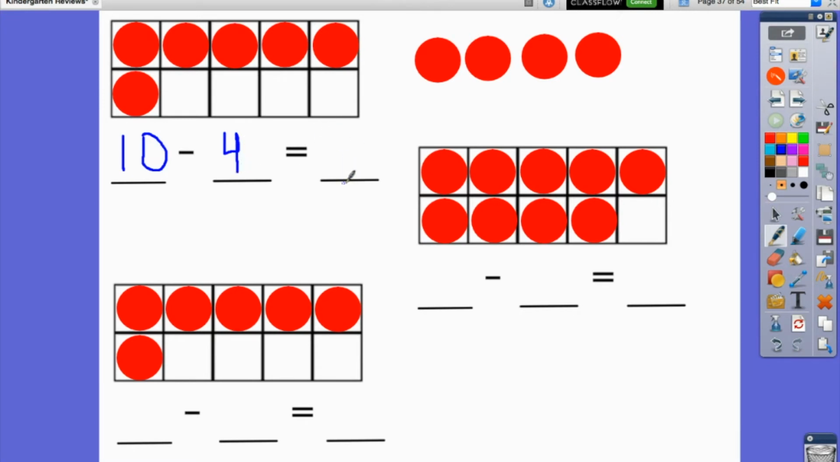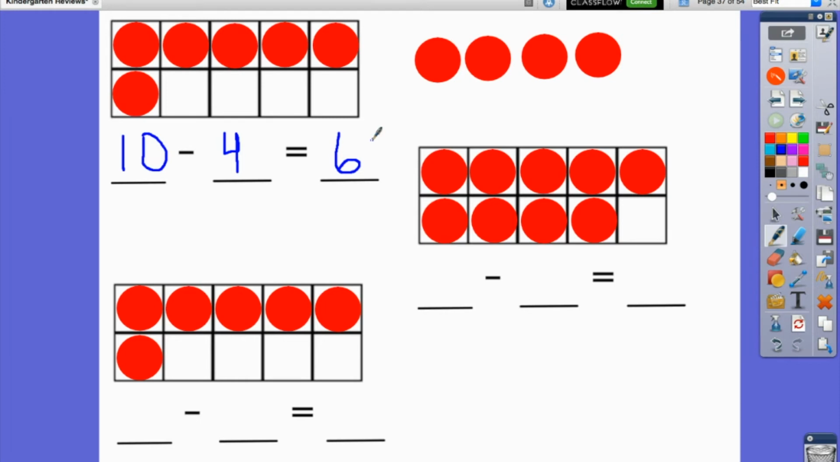And we now need to see how many counters are left. So let's see. 1, 2, 3, 4, 5, and one more makes 6. 10 minus 4. If I have 10 and I take away 4, that means I have 6 left over.